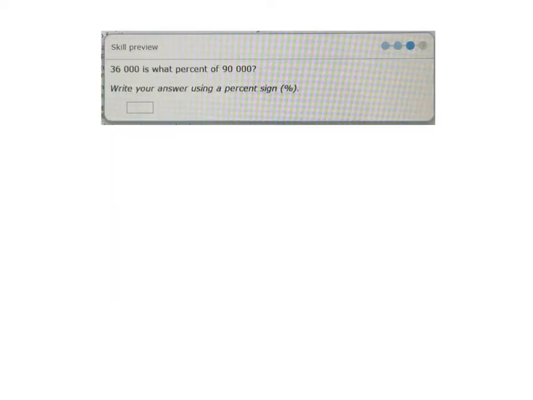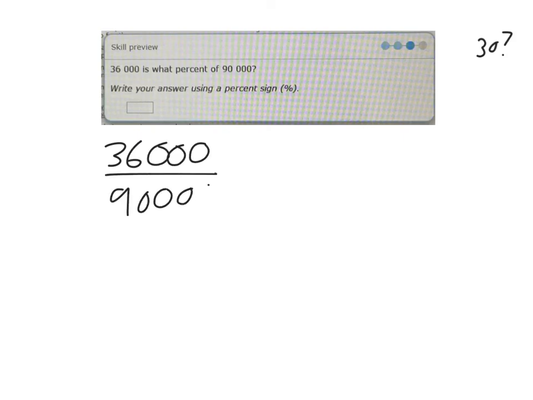In this last one, it says 36,000 is what percent of 90,000? Write your answer using a percent sign. I'm not sure. That's not an easy number for me, but what I do notice is 30,000-ish of 90,000. That's like 1/3, which is about 30-something percent. So I think my answer is going to be somewhere around 30-ish in terms of percent. Let's rewrite this. 36,000 out of 90,000. So I'm going to have to just put this one in my calculator because I'm not sure.